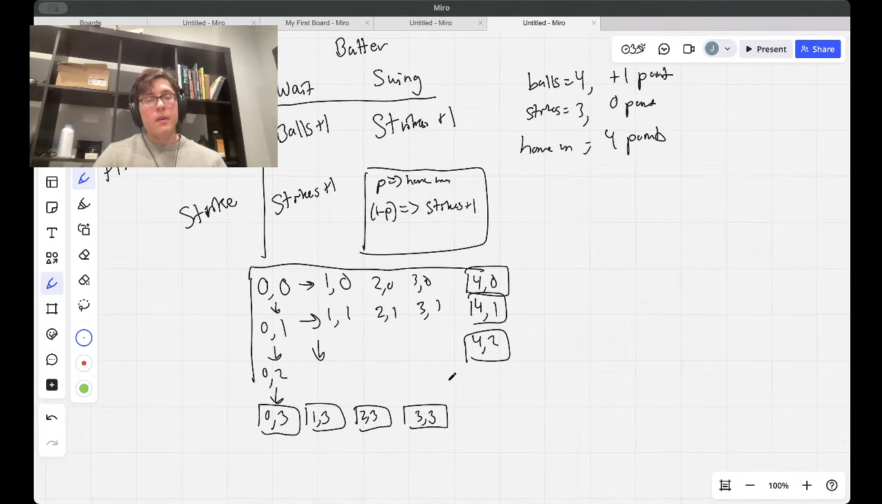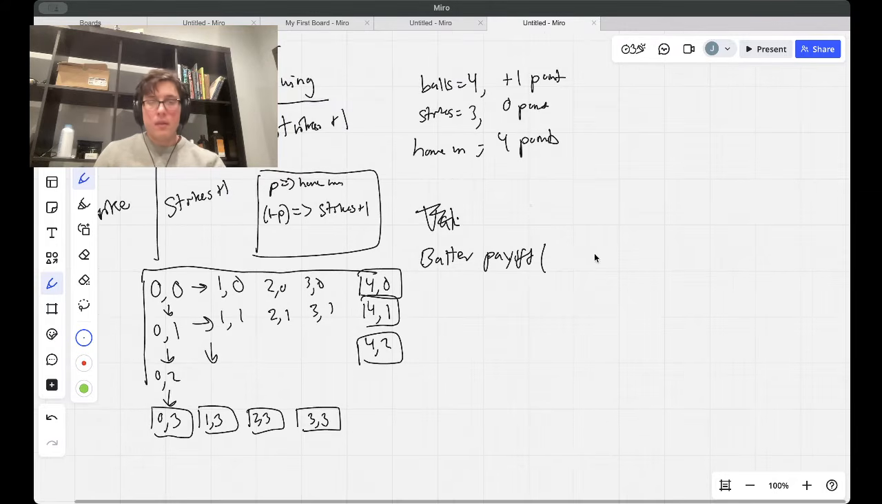We can define this value function, which is what I eventually want to do. I want to define what is the batter payoff at the current number of balls and strikes. So there's a couple easy ones here.